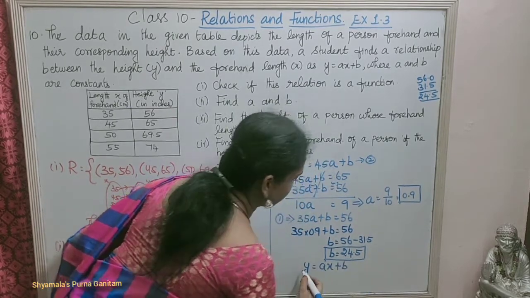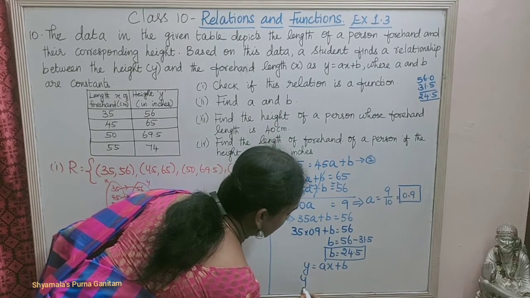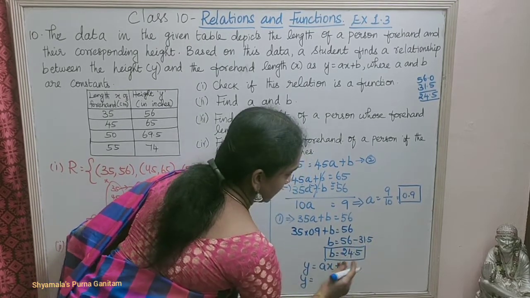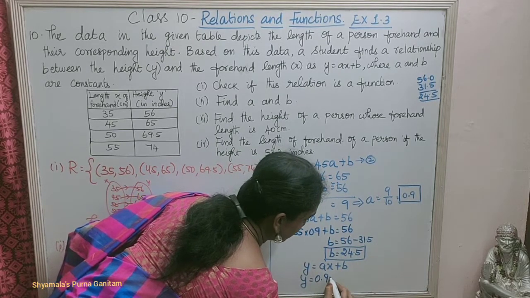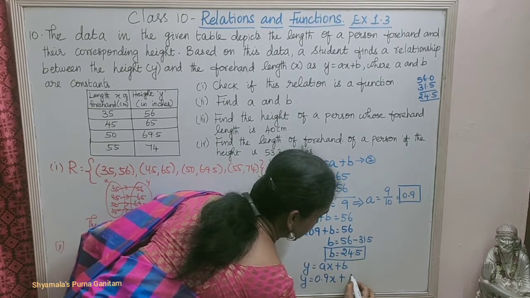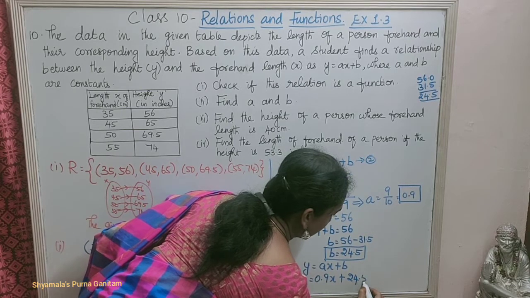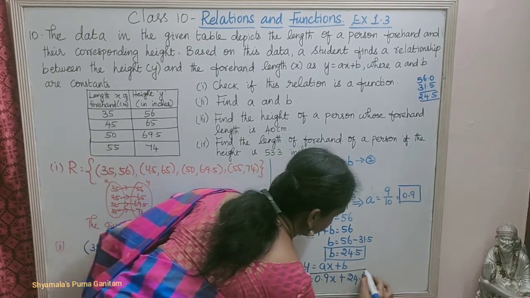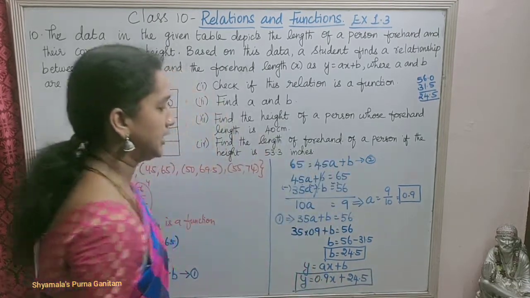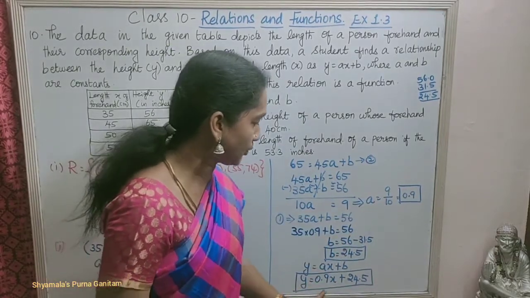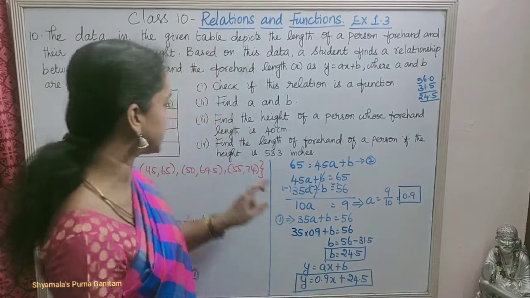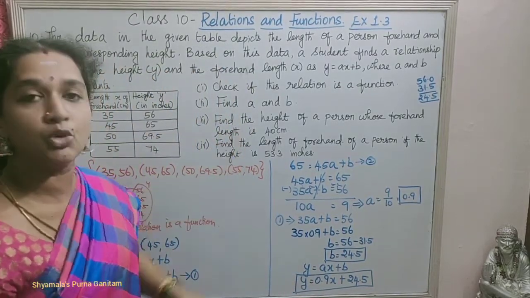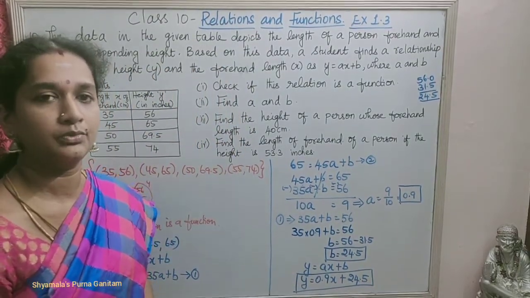We will get y is equal to, the a value is 0.9, so 0.9x plus 24.5. This is the thing we will get. So this is the a and b value. So we will get the equation with this a and b. When we substitute this, we will get this. Then two more sums are there that we will do now.